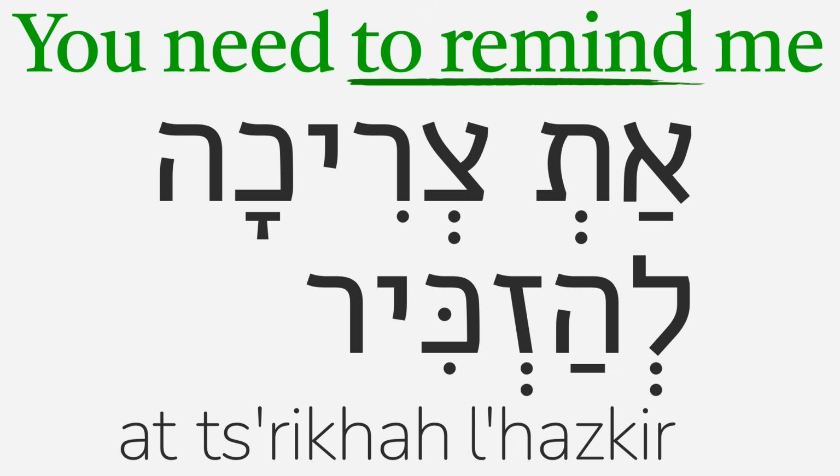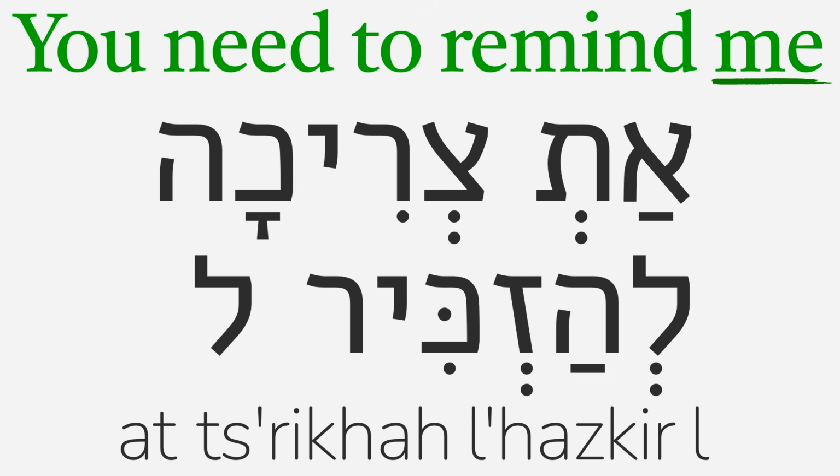The object of the verb lahaskir, that is, the person being reminded, will go after the preposition la. This person is me, which will be an i suffix attached to the preposition la. At tzaricha lahaskir li. You need to remind me. At tzaricha lahaskir li.